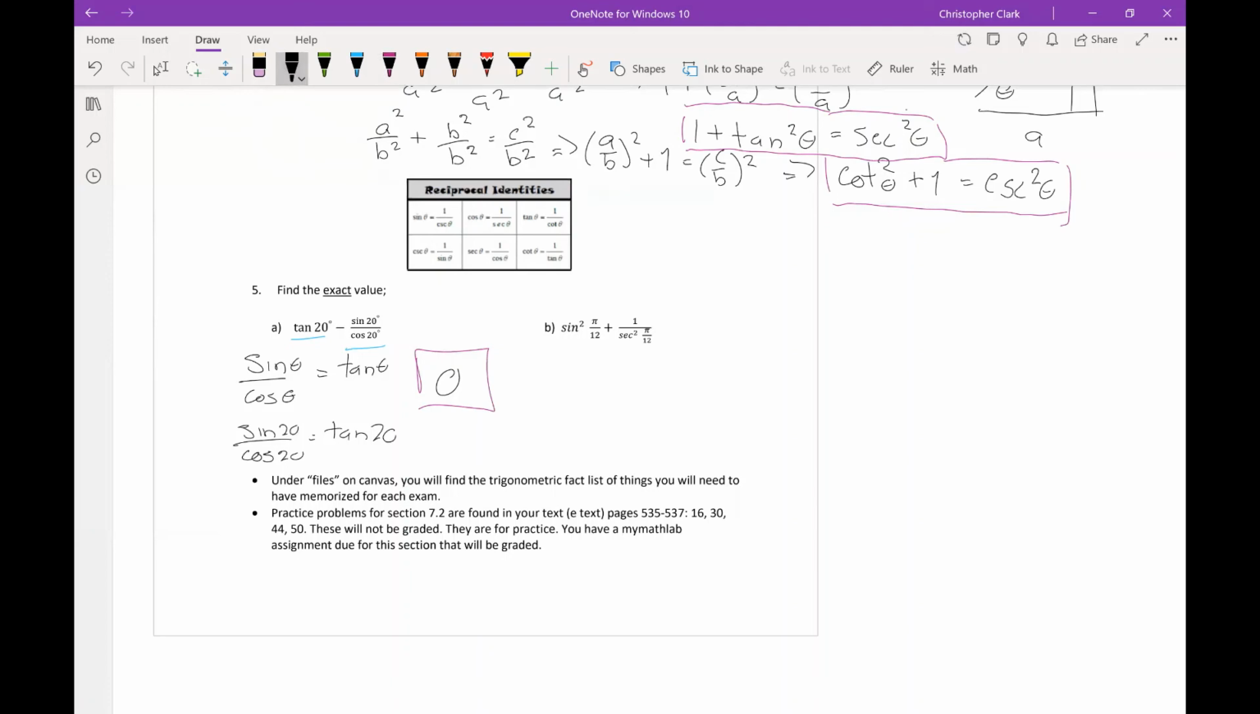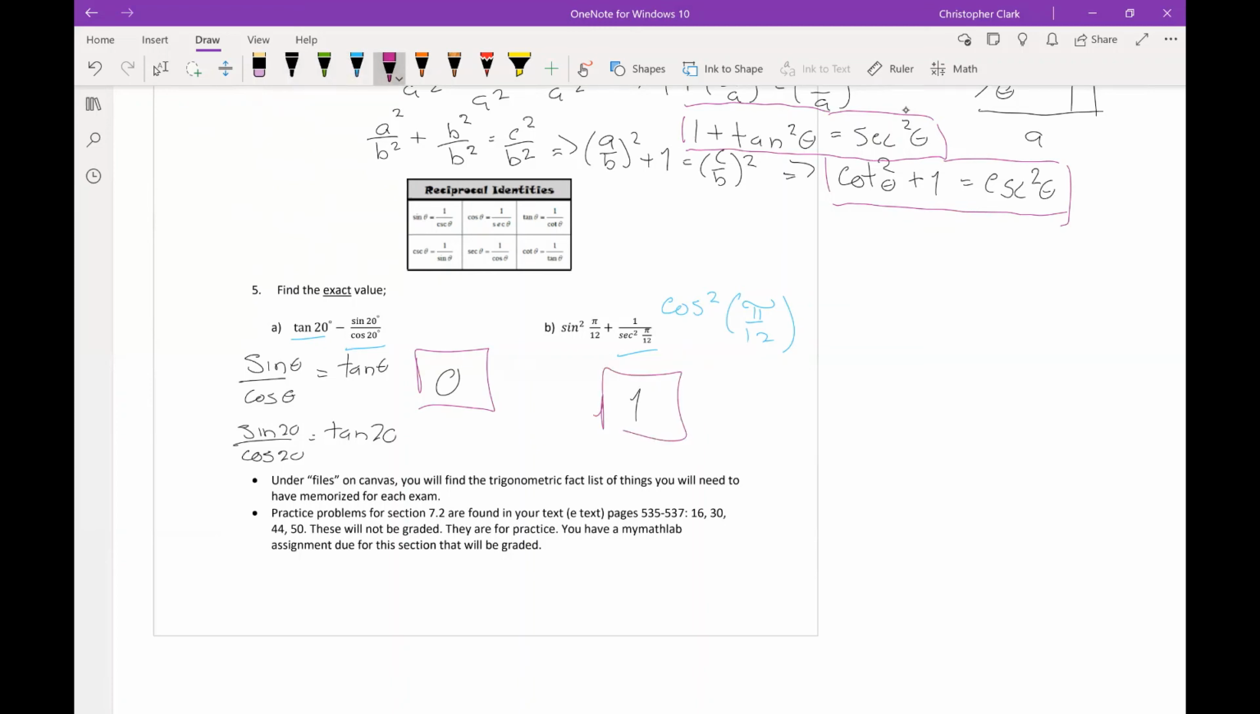All right. How about sine squared of pi over 12 plus 1 over secant squared of pi over 12? Well, if we remember, secant is 1 over cosine, so 1 over secant squared is just going to be cosine squared of pi over 12. Now remember that what's in the parentheses isn't terribly important, so long as it's something that actually makes sense, you'll always get 1 because of our identity. So you get 1.